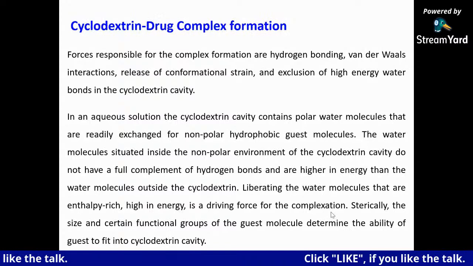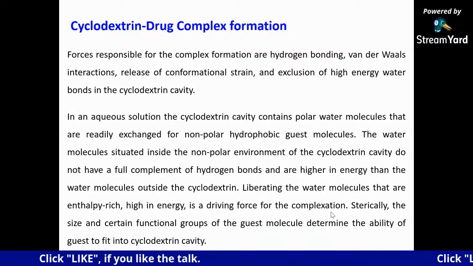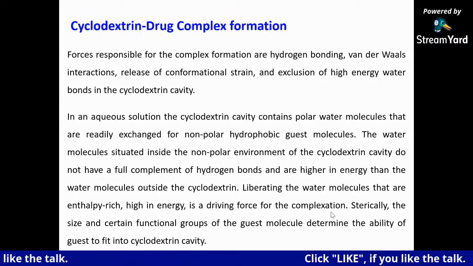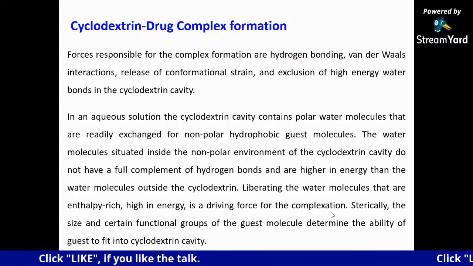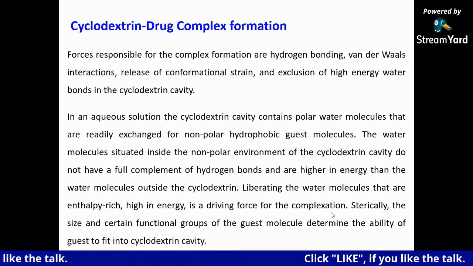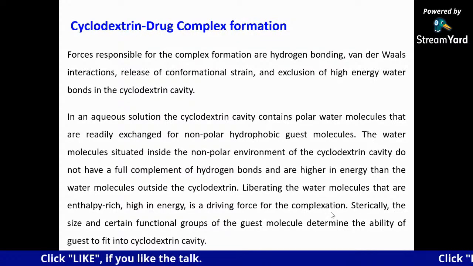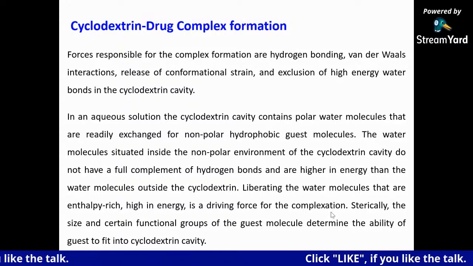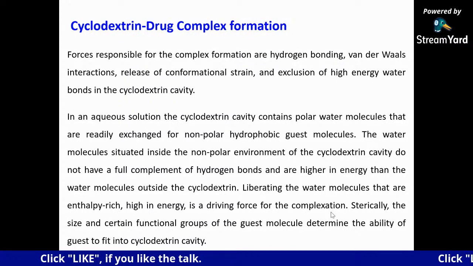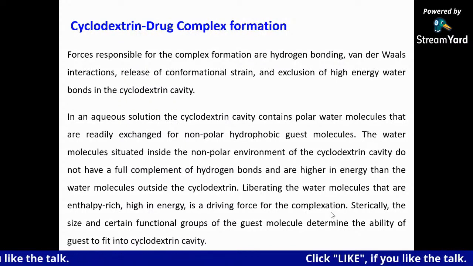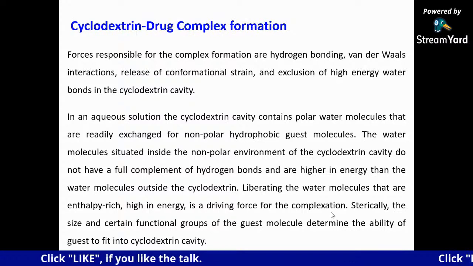I'm not going to talk more about van der Waals interactions, but I just wanted to introduce the various forces. So these are the forces: hydrogen bonding, van der Waals forces, conformational strain release, and exclusion of high energy water molecules in the cyclodextrin cavity. These are very important forces responsible for the formation of drug and cyclodextrin complexes. In aqueous solution, the cyclodextrin cavity contains polar water molecules that are readily exchanged for the non-polar hydrophobic guest molecules. So I repeat, polar water molecules are readily exchanged with non-polar hydrophobic guest molecules.